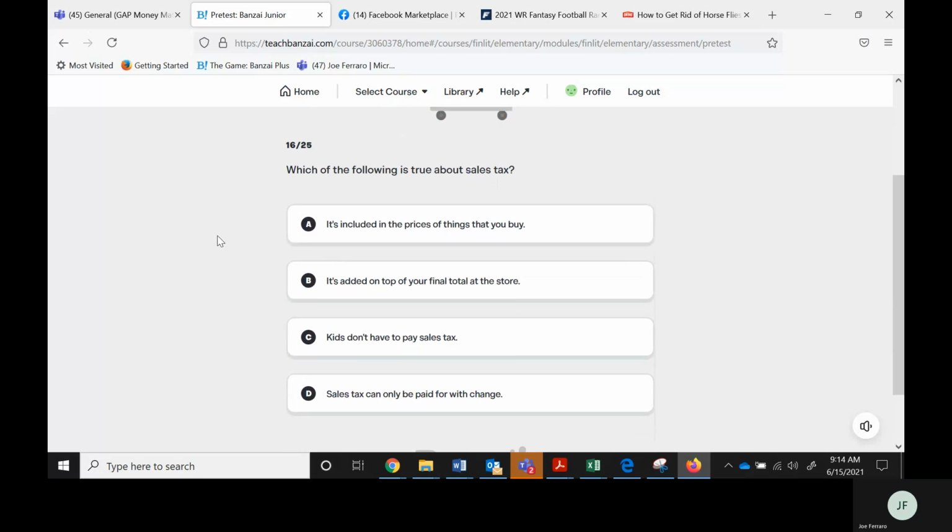Sixteen, which of the following is true about sales tax? A, it's included in the price of things that you buy. B, it's added on top of your final total at the store. C, kids don't have to pay sales tax. D, sales tax can only be paid for with change.